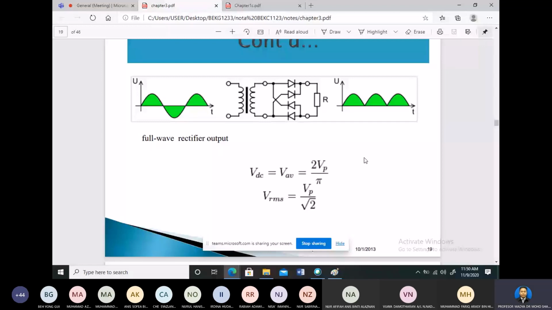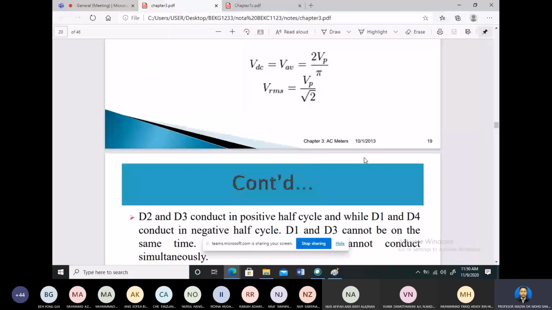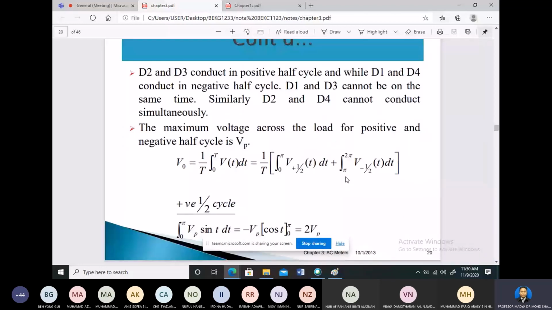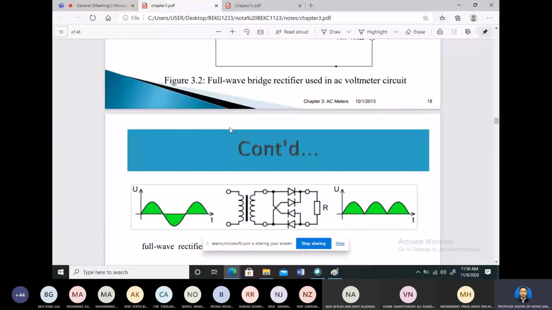You can see this one, this is the derivation. D2 and D3 conduct in the positive half cycle that I mentioned to you, while D1 and D4 conduct in the negative half cycle. D1 and D3 cannot be on at the same time, similarly D2 and D4 cannot conduct simultaneously, because of the direction. You can see the flow here.